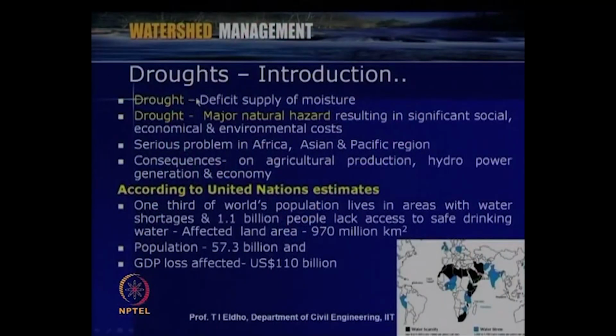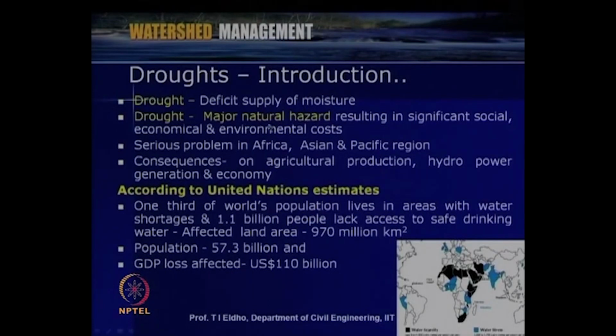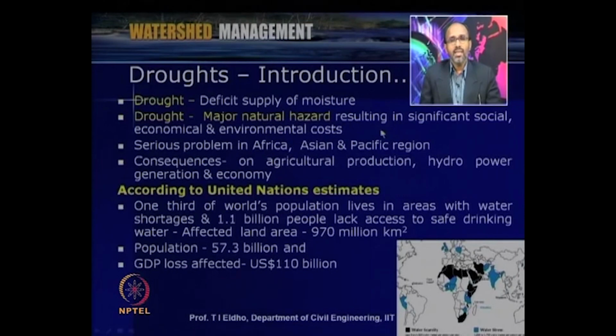So, when we look into droughts on a watershed scale, we say that there is drought when there is a deficit supply of moisture. It is a major natural hazard, and it results in significant social, economical and environmental cost. So, the cost is not only in social and economical terms, but also environmental terms. That means the ecosystem will be very much affected. As we can see, this is a serious problem in many of the African countries.